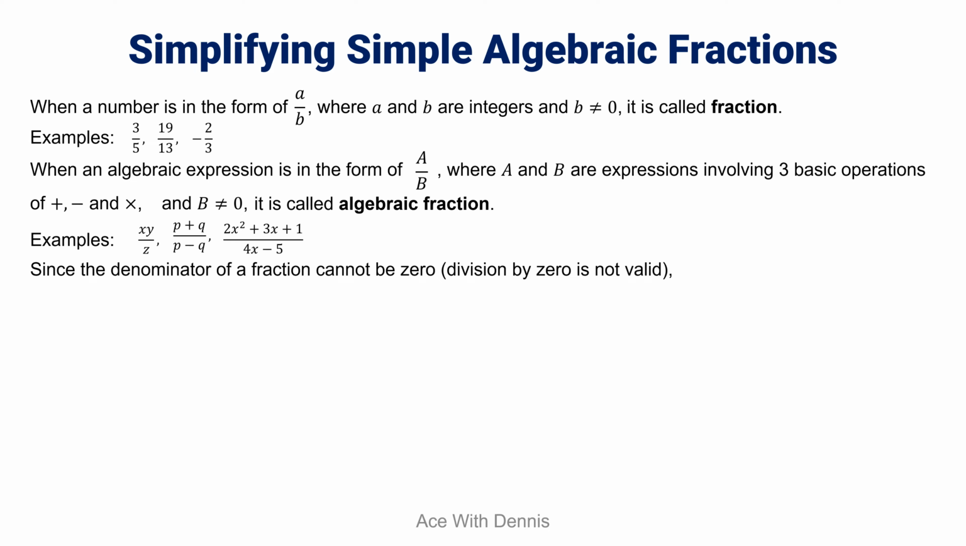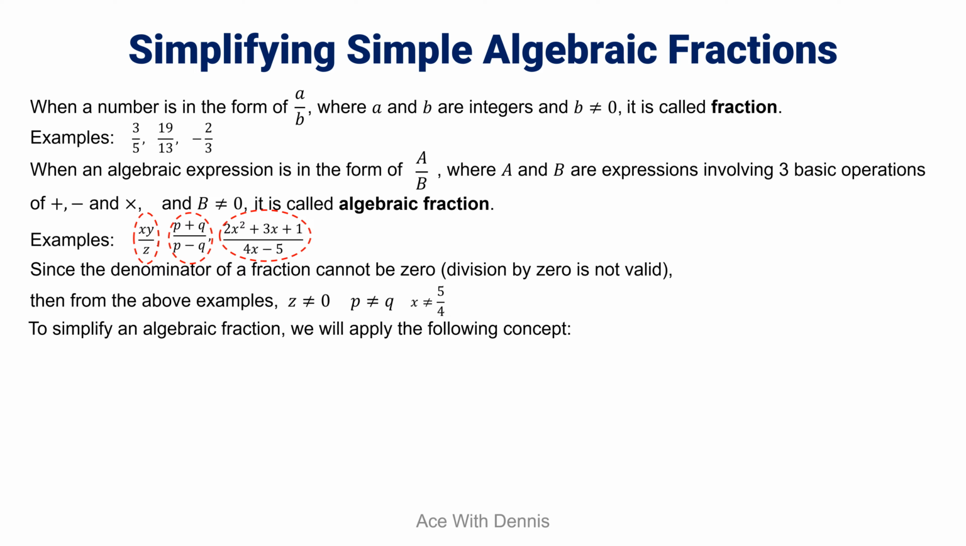Since the denominator of a fraction cannot be 0 because division by 0 is not valid, from the above examples, let's look at the first fraction. The z cannot be equal to 0. For the second fraction, p minus q, p cannot be equal to q. And for the third fraction, the denominator is 4x minus 5, hence x is not equal to 5 over 4.